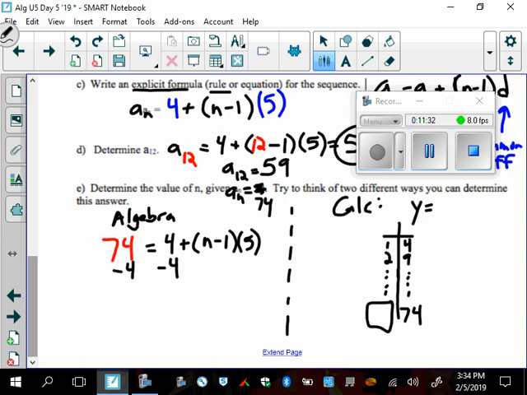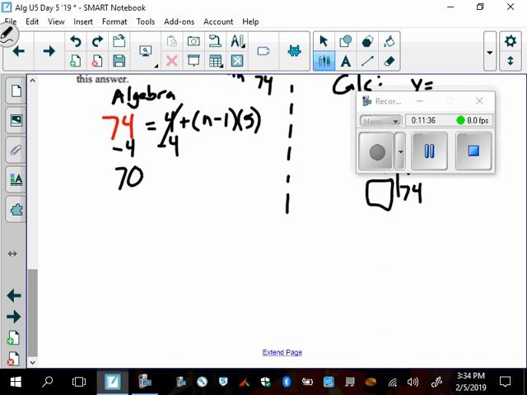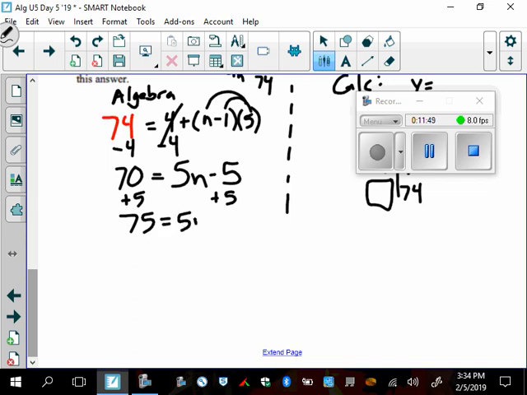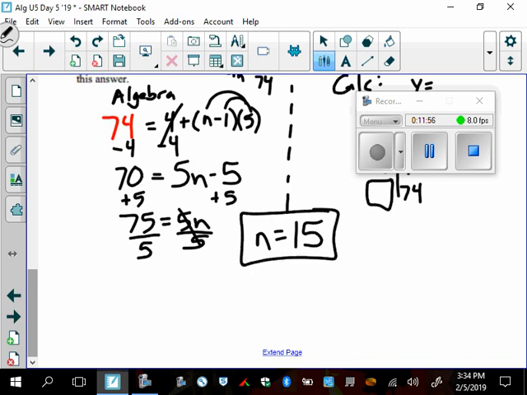So if I use my explicit formula and I set it equal to 74, I would distribute that 5. I know that looks weird as it's at the end. Okay, and then I would add 5. And at the end, either way that I did it, I would find out that 74 is my 15th term.